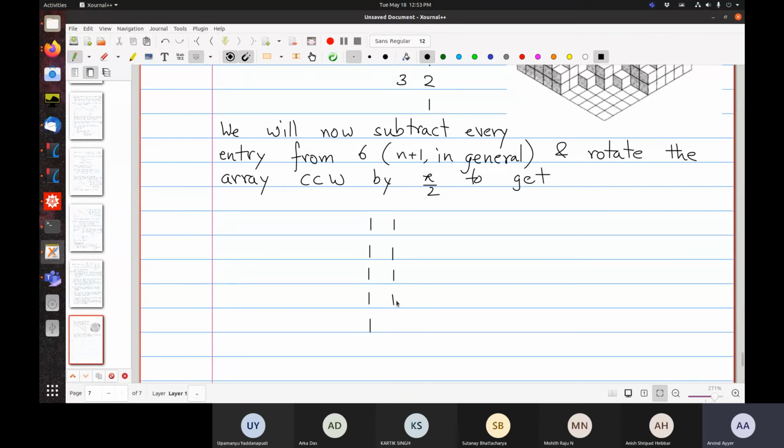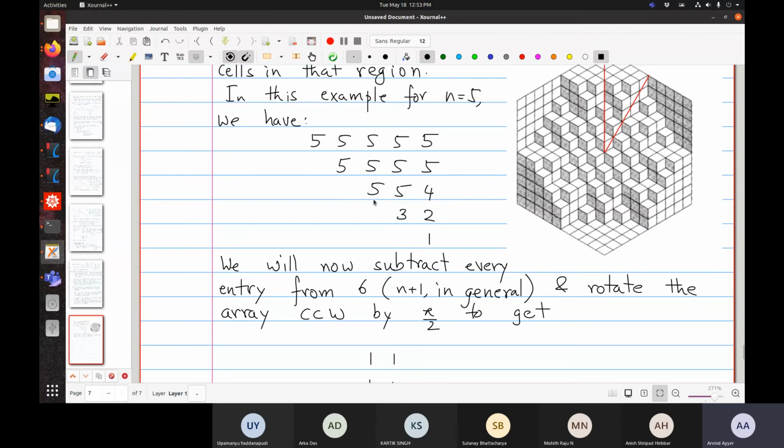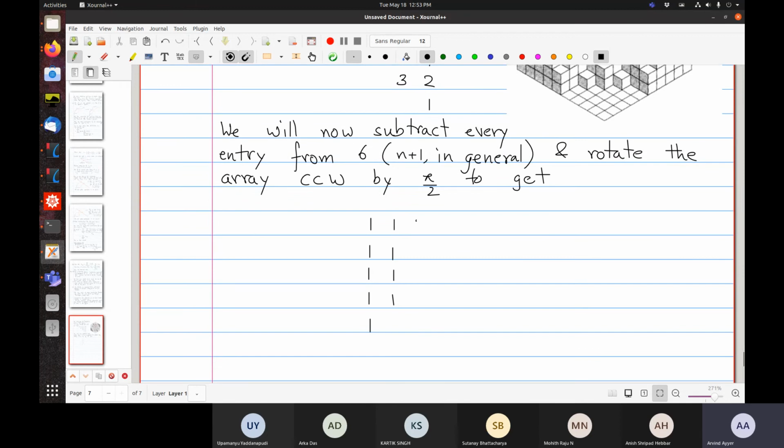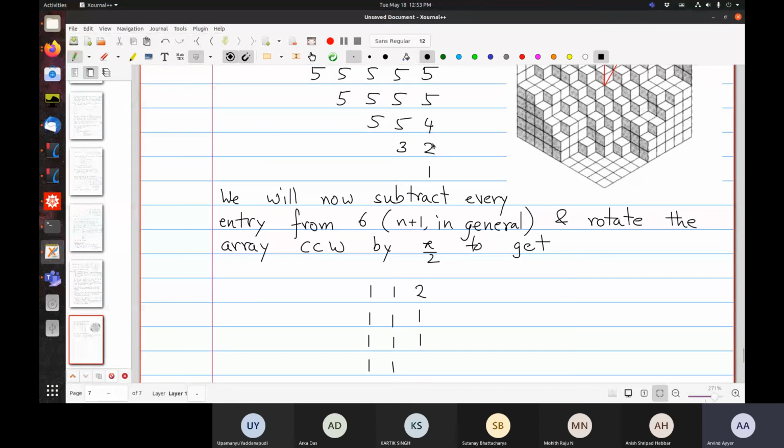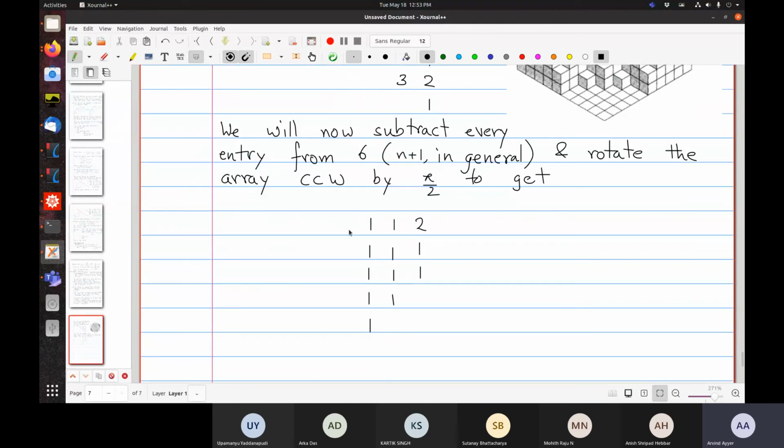1, 1, 1, 1. Now something non-trivial happens. So here I'll get 2, 1, 1. So I'll read it from top to bottom. Here I'll get 4, 3. And the last one is okay, is that clear?